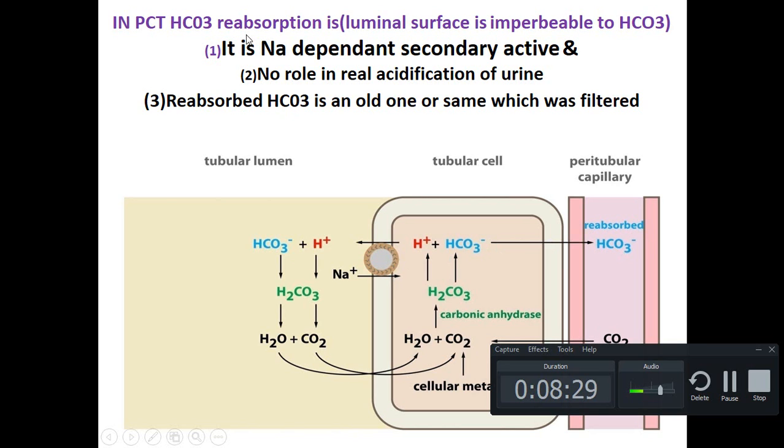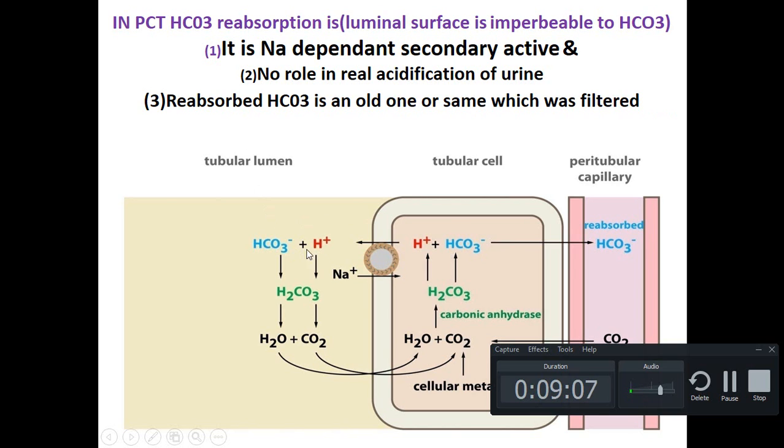So in the proximal convoluted tubule, the reabsorption of the bicarb is sodium dependent. It is sodium dependent because sodium moves in and hydrogen moves out, and this hydrogen combines with the bicarb, and it is secondary active. And there is no role in the real acidification of the urine, because this hydrogen which does come out in the tubular lumen is not excreted in the urine. So when it is not excreted in the urine, there is no real acidification of the urine.